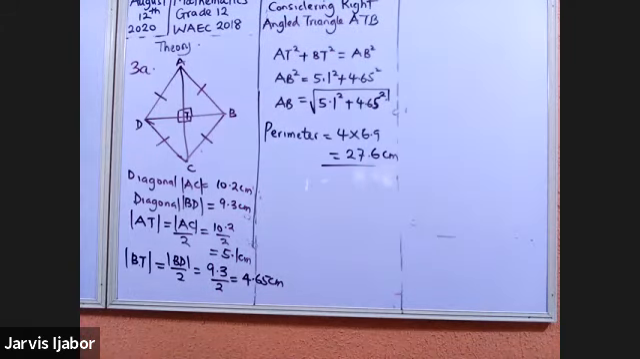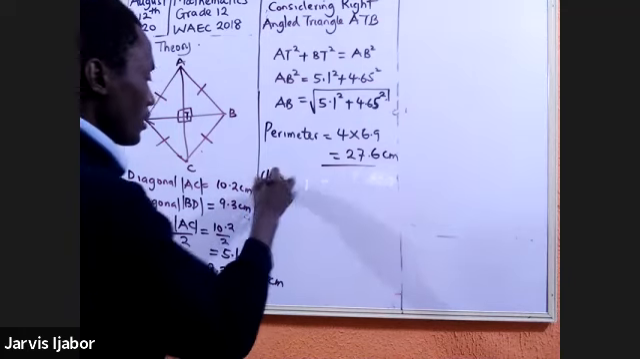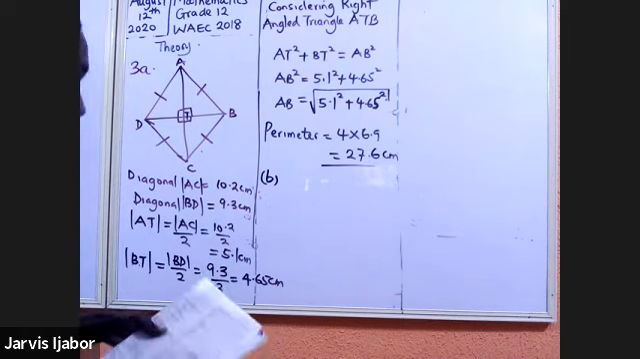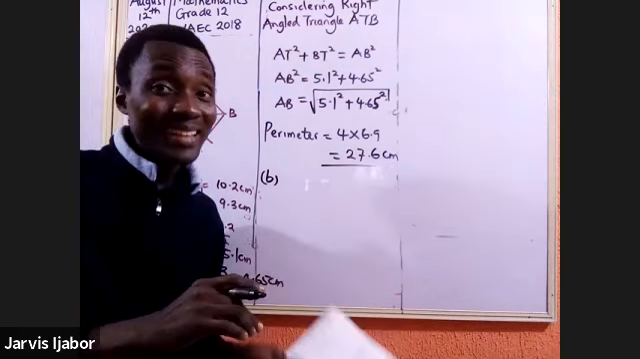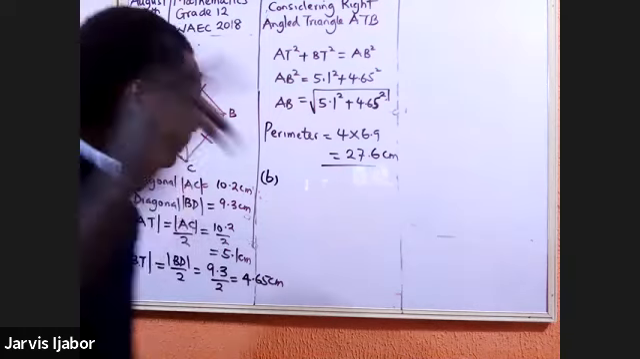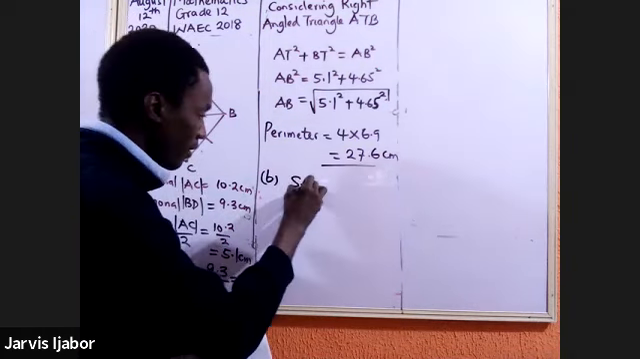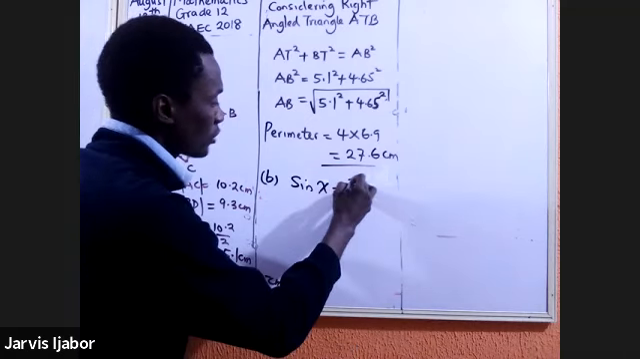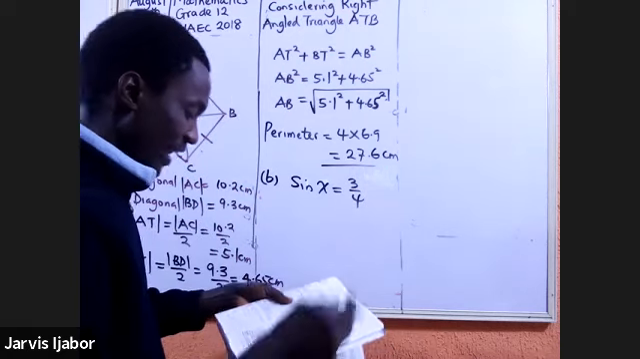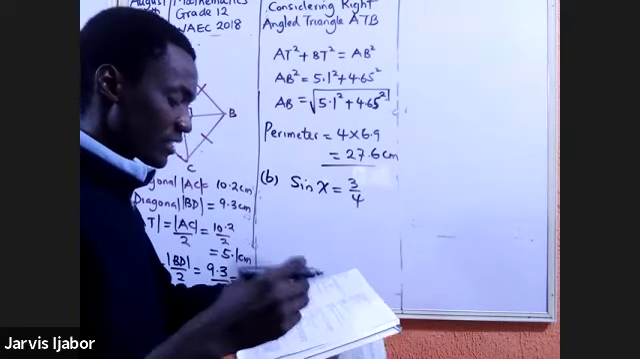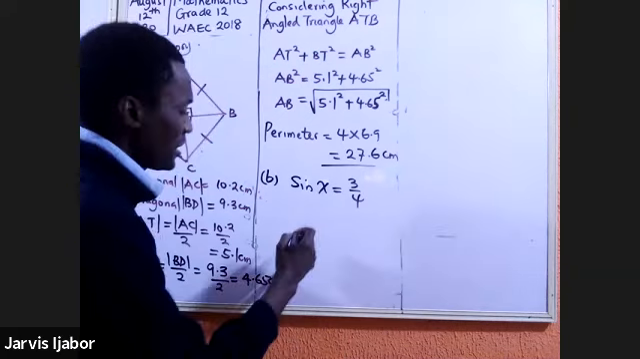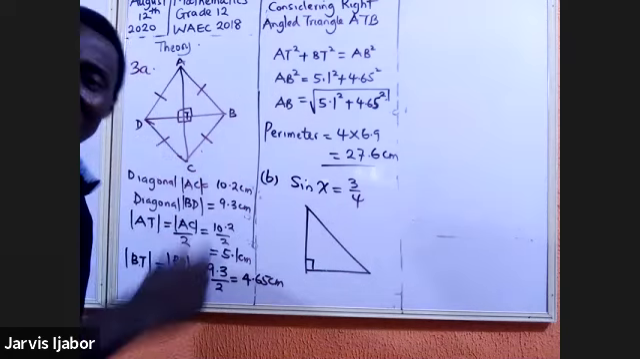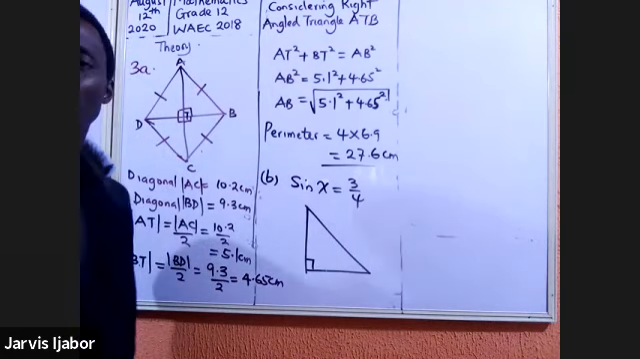What about 3B? I see the same pattern. I think last year we saw the same pattern. We are told that sine x is equal to 3/4, where x is an acute angle, find 5 cos x minus 4 tan x. So, it's just to draw a right angle triangle. Are you seeing the pattern? 2 years now, this same question has come out. So, it's one question you don't want to play with.